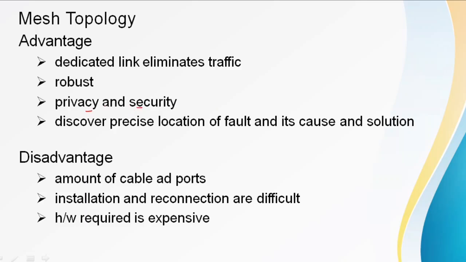Third, it helps with privacy and security, because it has a dedicated link. Only the particular two devices alone are able to communicate. That comes under privacy, and others cannot attack that particular link. That comes under security. Next, it is easy to discover the precise location where the fault occurs, and the cause and the solution can also be easily recovered. The main disadvantage of the mesh topology is that there is a lot of cabling.